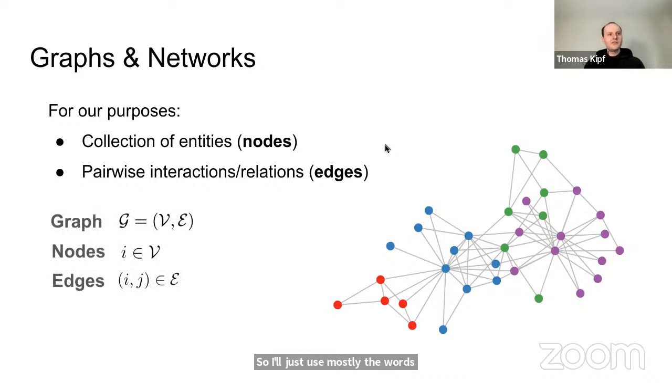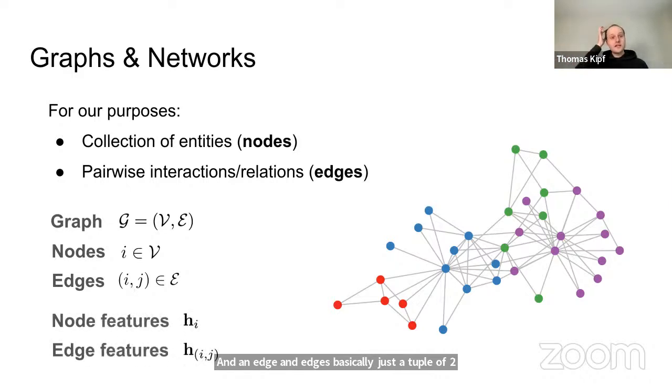And if we want to define these and assign some symbols for those, then a graph, we usually use this capital G here, and it's a tuple of a set of nodes and a set of edges. And the nodes, I'm just going to use an index notation. So a node is just indexed by its index i, and an edge is basically just a tuple of 2 indices that defines which 2 nodes are connected.